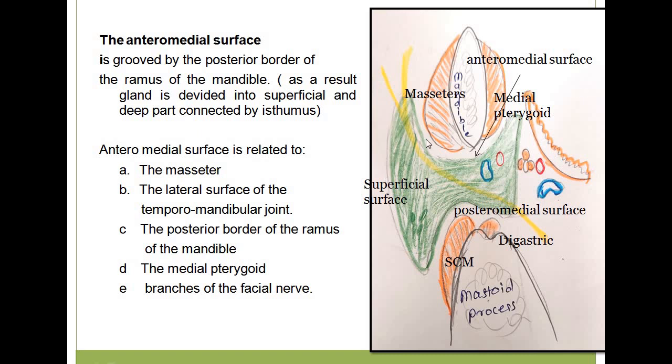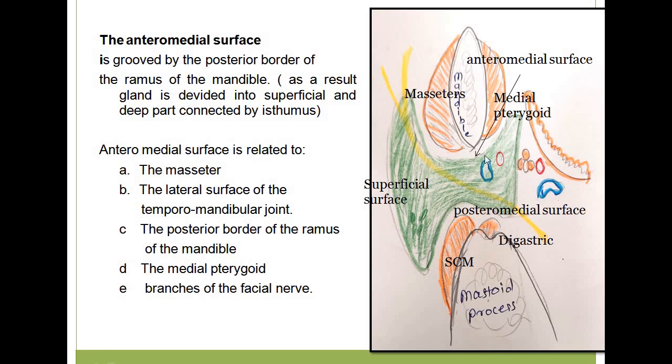Now this is the superficial surface, while this is the anteromedial surface, between this anterior border and medial border. You can see this anteromedial surface is grooved by the posterior border of the ramus of the mandible. As a result, the gland is divided into a superficial part and a deep part, which are connected by the isthmus.